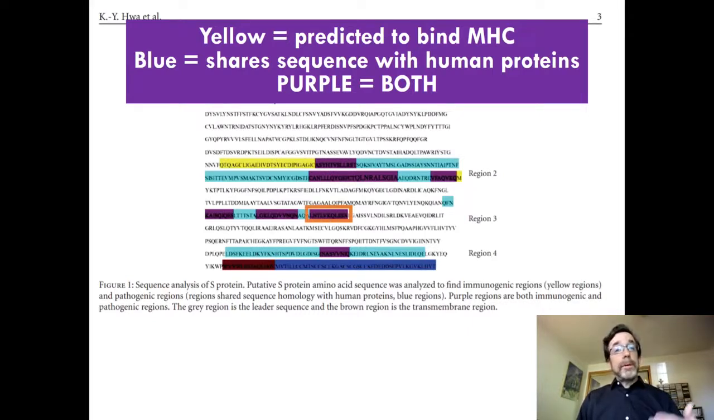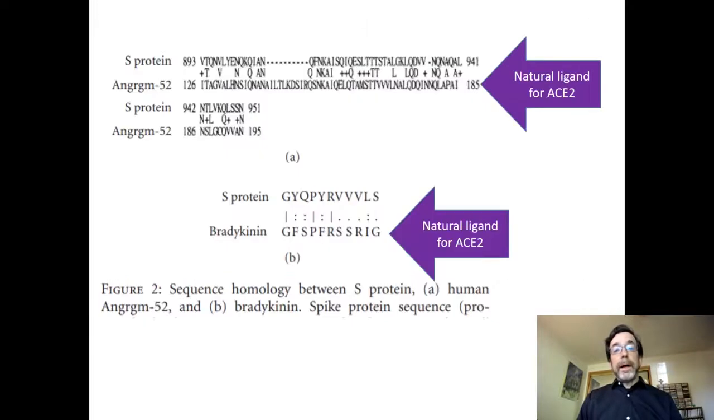So the computer predicted it would bind MHC, and they also found that this purple stretch matched this exact part of the S protein that they tested in the computer, but it looks very similar to this, oh boy, I forget the name, I can't, they don't have the full name there. But whatever this protein is, it is a natural ligand for ACE2. So it implies that this is a part that engages the human ACE2 receptor. It's possibly also a part of the spike protein that engages the ACE2 receptor.